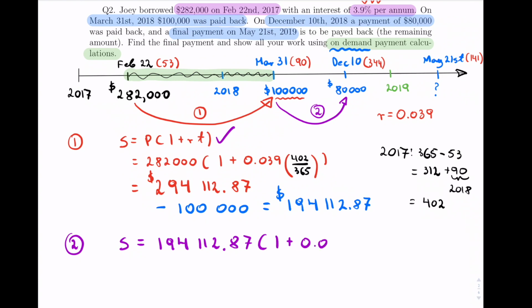1 plus 0.039. And now we need the number of days in between. So this one is a little bit easier because it's within the same year. In order to find the number of days, here on the side, we have 344, because that's December, minus 90, that is March 31st. Again, you can use your calculator if you like. So that's 254 days. So we have 254 divided by that.